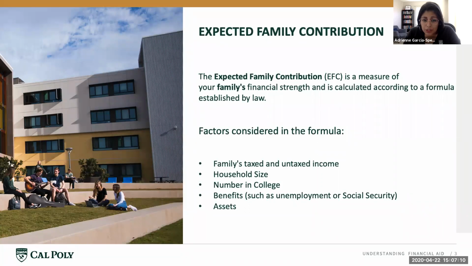Expected family contribution, or EFC, is an index number that colleges use to determine how much financial aid the student is eligible to receive. It is not what you're being charged, and it's not what you're going to pay out of pocket. It's just a number we use to determine your financial aid eligibility. Several factors are taken into consideration to determine a student's EFC, such as the family's income, household size, the number of people in college, and assets.